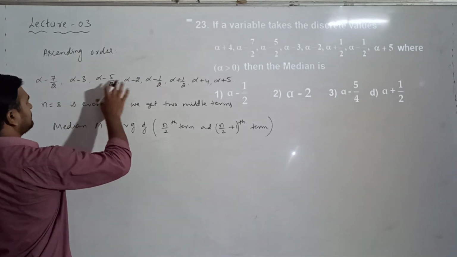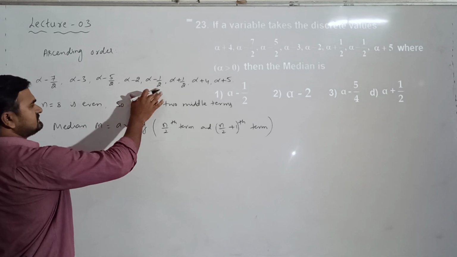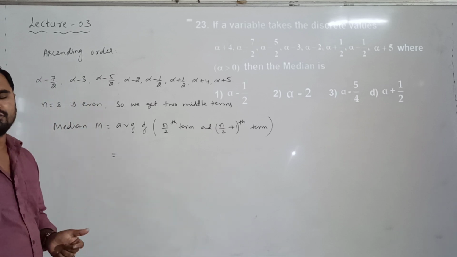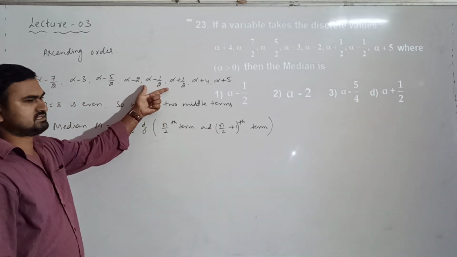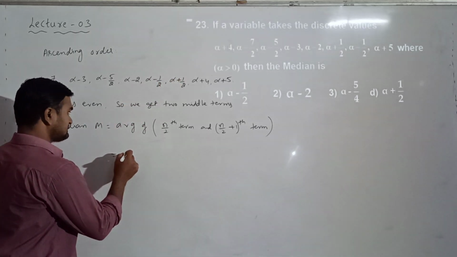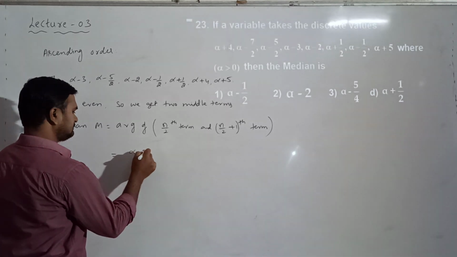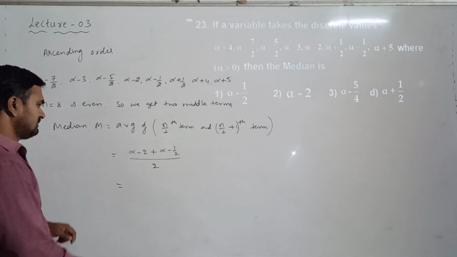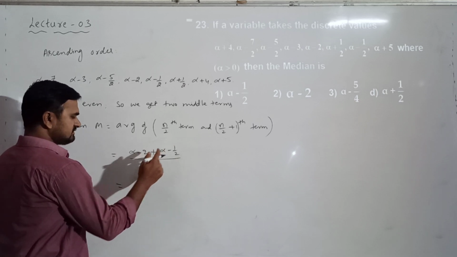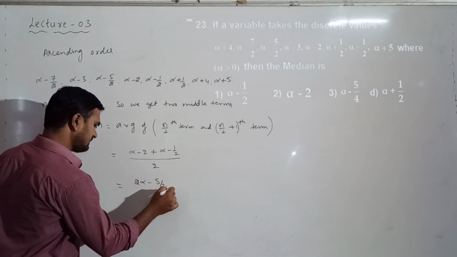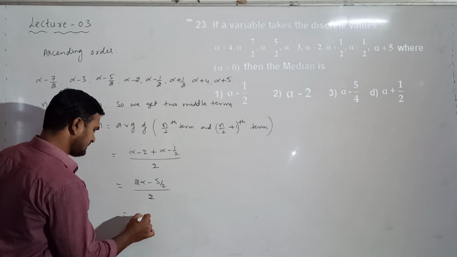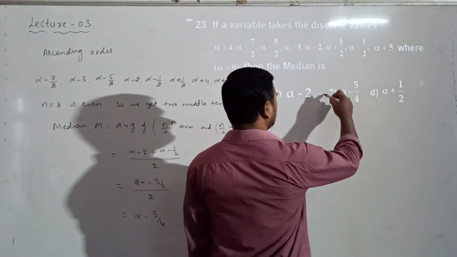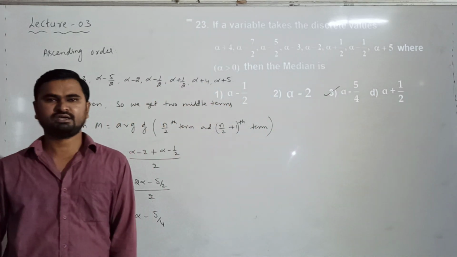Clearly, what are the middle terms? The fourth and fifth terms. These are the middle terms because n is 8, so the fourth term and 4 plus 1, the fifth term. Now we take their average. So the average is alpha minus 2 plus alpha minus 1 by 2, divided by 2. So we get 2 alpha minus 5 by 2, divided by 2. It will be alpha minus 5 by 4. So the median for this data will be alpha minus 5 by 4.